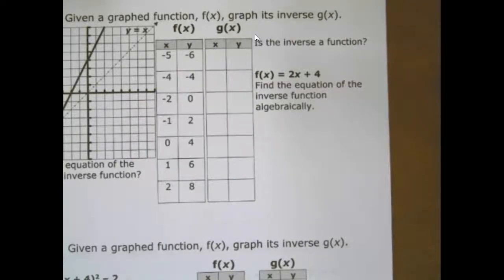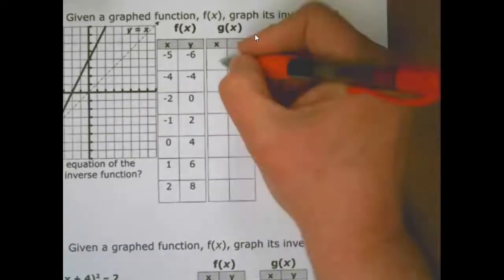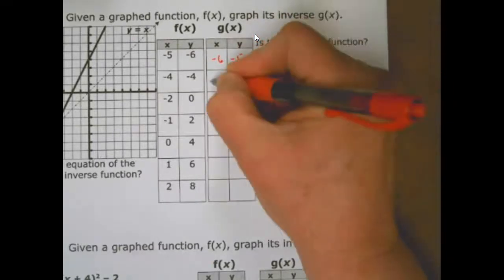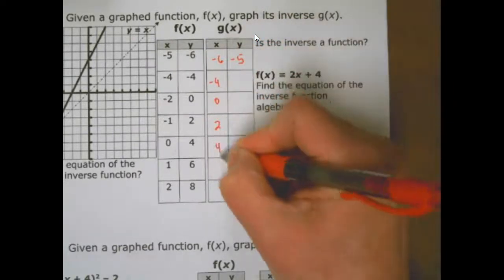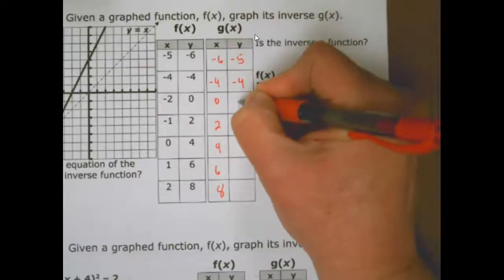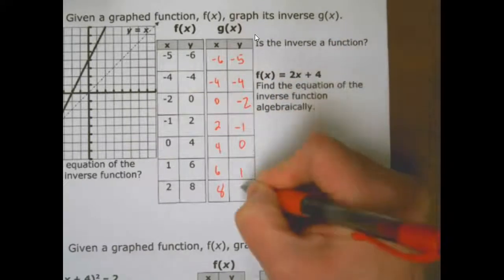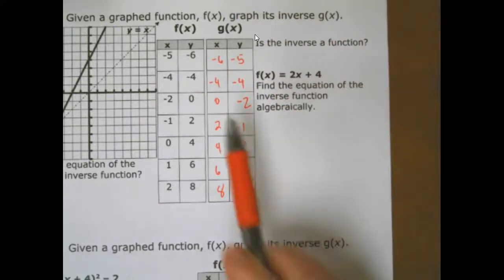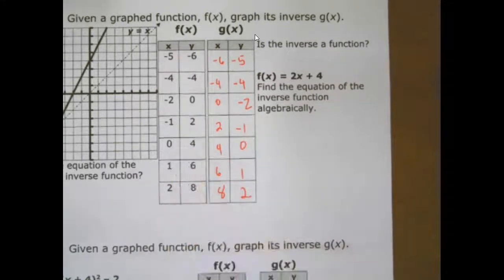If you have a table, what are you going to do to find the inverse? You think you could do that? I'm going to switch the X and the Y values. This table is an inverse of the first table. Would you please take a moment and graph those points on your graph paper?